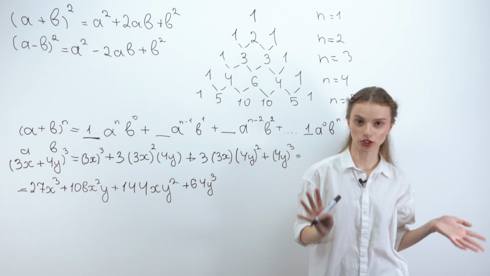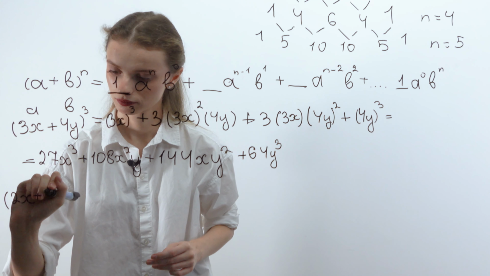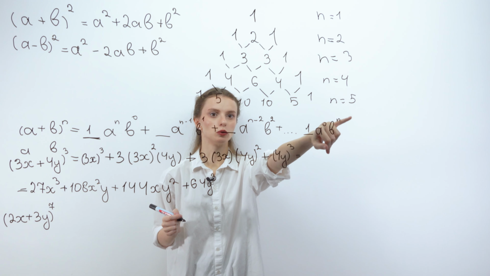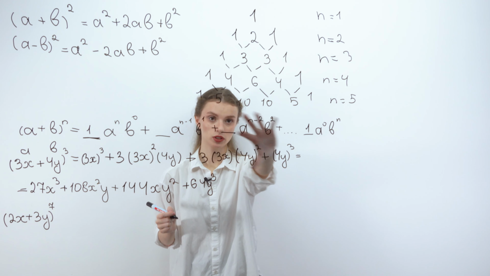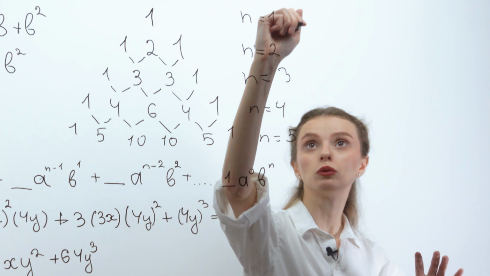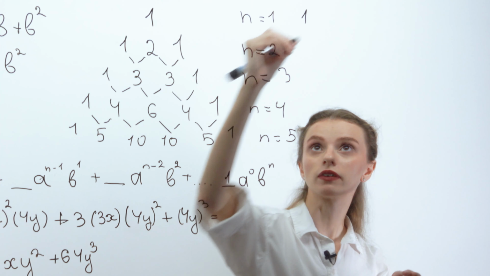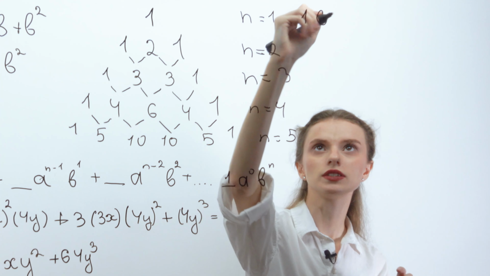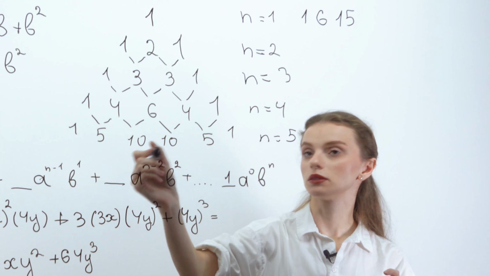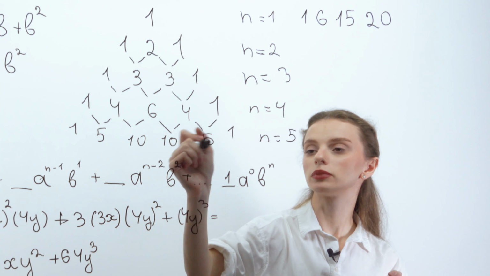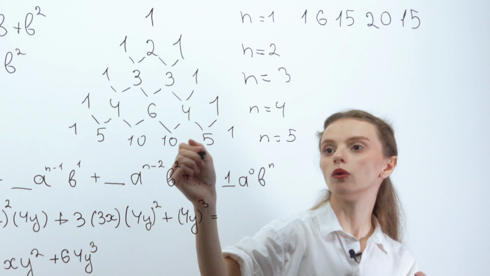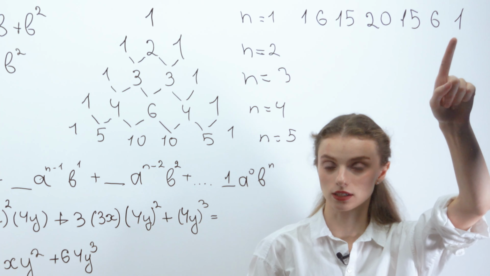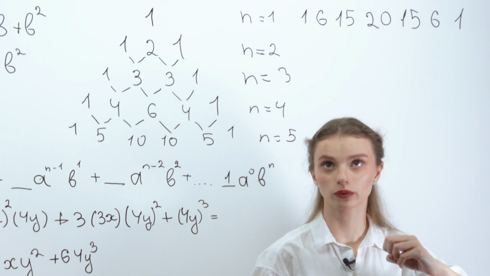Now let's do something more challenging. I have 2x plus 3y to the 7th power. In our Pascal's triangle, we did not go all the way to the 7th, so I'm just going to continue it. So I have 1 plus 5 is 6, 5 plus 10 is 15, 10 plus 10 is 20, then 10 plus 5 is 15, 1 plus 5 is 6, and 1. So this is my 6th row, and let's do the 7th row.